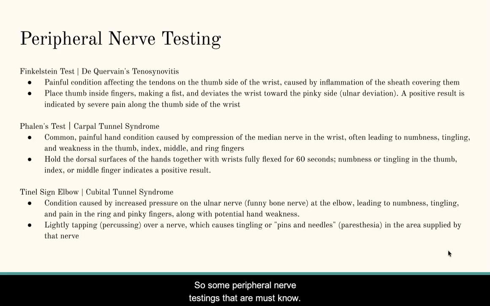So some peripheral nerve testings that are must know. So Finkelstein test, testing for de Quervain's tenosynovitis. This is a painful condition with the tendons of the thumb side of the wrist caused by inflammation. Placing the thumb inside the fingers, making a fist, and deviating the wrist towards the pinky side. And pain is a positive sign.